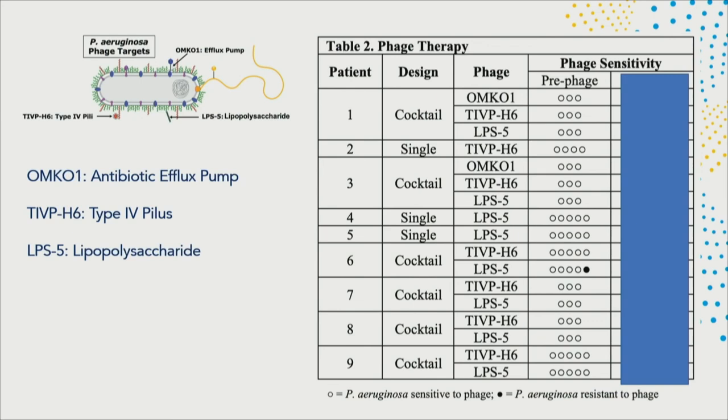When we look at the initial 9 patients in the cohort of these compassionate use cases, there were a variety of designs that were used. Some patients received a cocktail of phage therapy, described as 2 or more phages provided at the same time in the inhaled treatment. We took their cultures before they were treated, and we wanted to make sure that they were sensitive to our phage library. That's how they were screened in to get treatment, and you can see here the open circles representing sensitivity to the phage.